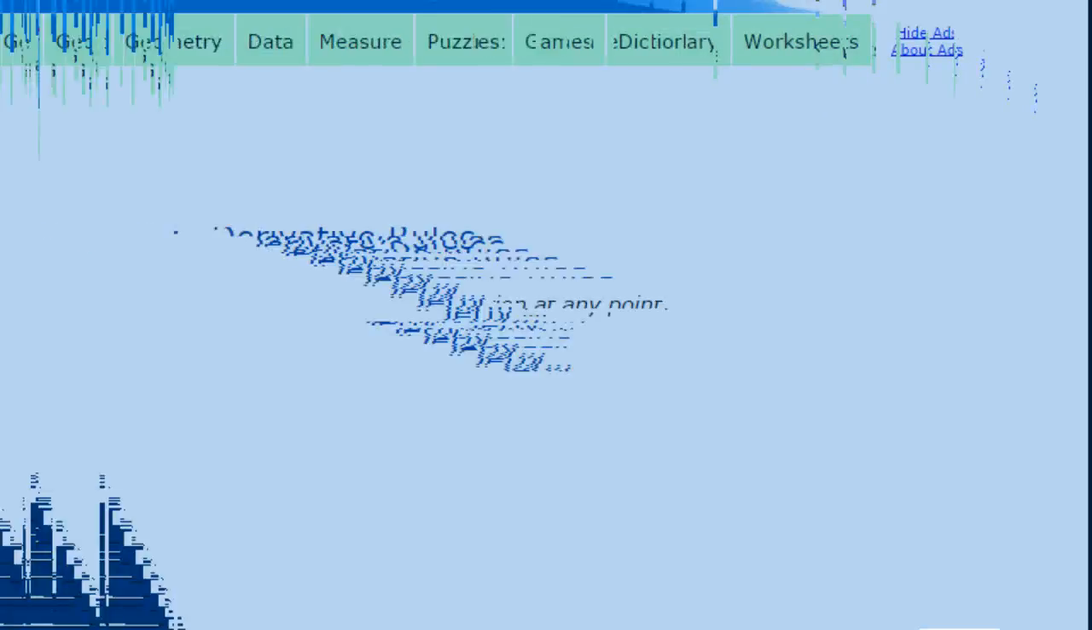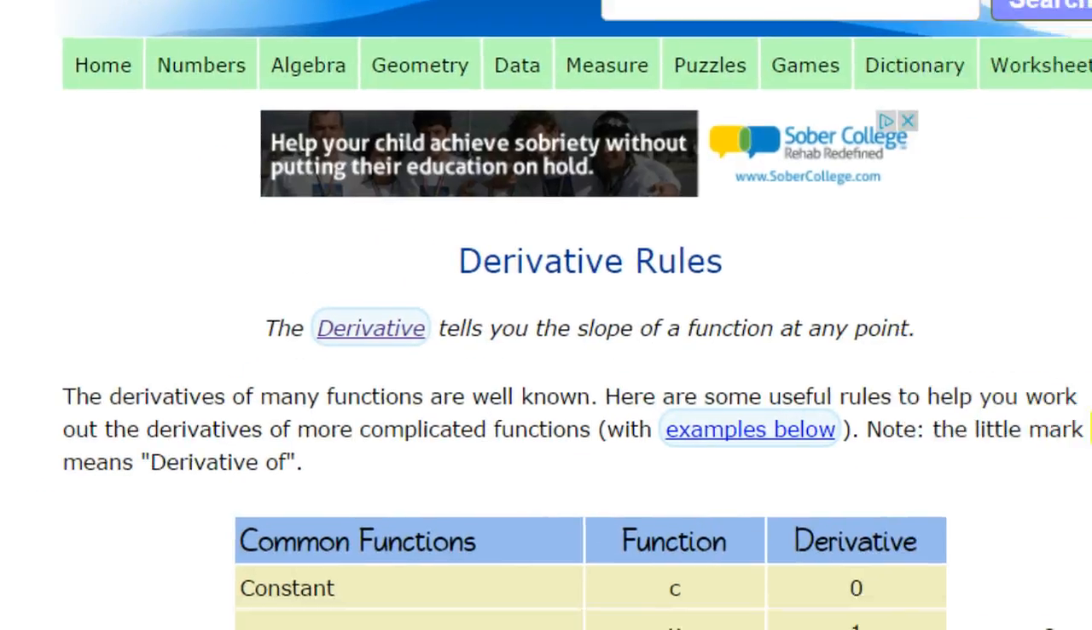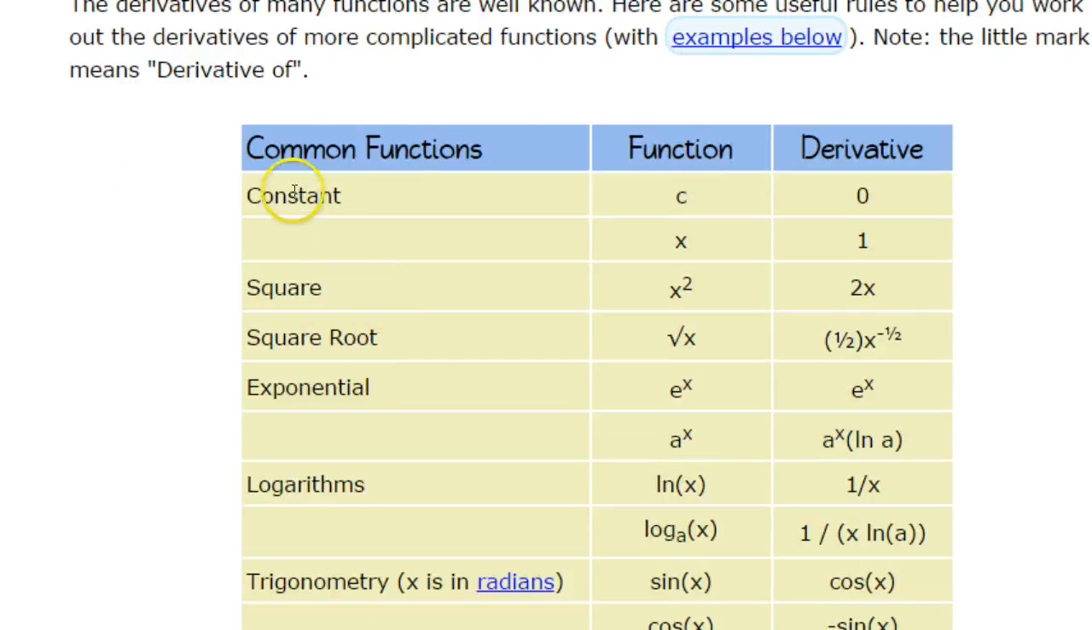Okay, there we go. Here's what I'm looking for. Okay, so this is mathisfun.com. So there's the constant. Alright, now here we go.